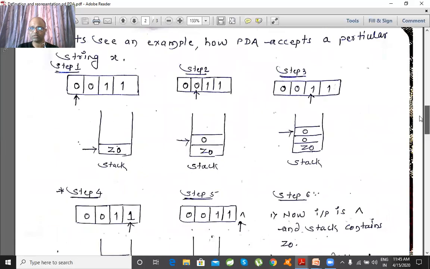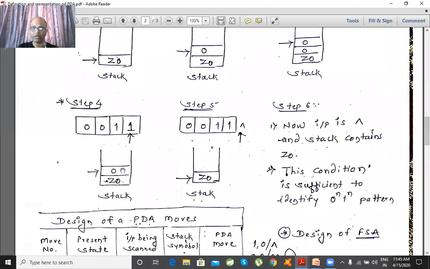See, this is the step number. Once you reach 1 on your input and 0 is on your stack, this pop operation will be carried out, where null will be replaced and the top of stack will point to the remaining 0, and the head will move to read the next character. This will continue till all ones are cancelled out against all zeros. So again this 0 will be cancelled out, and nothing is left on top of stack. So we'll concentrate on this last step.